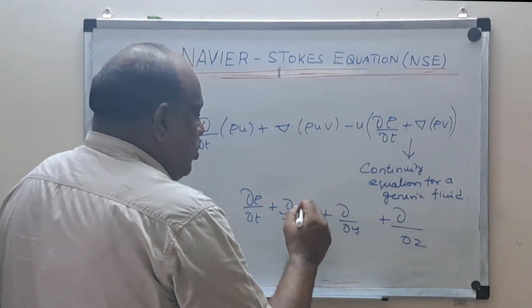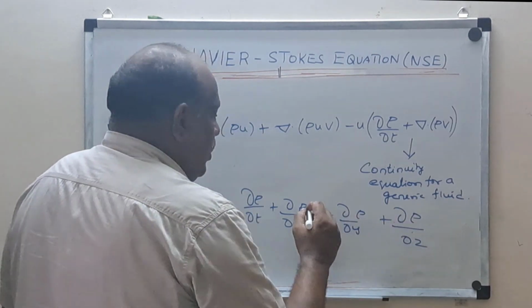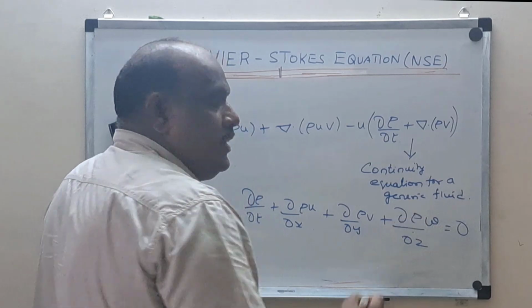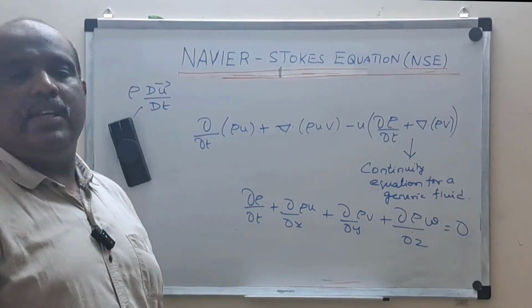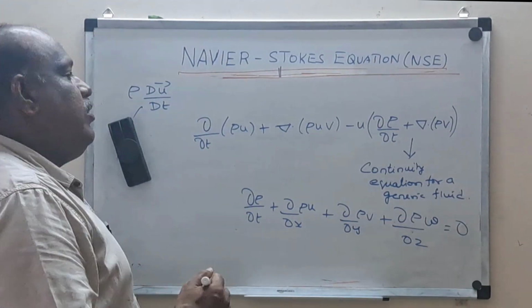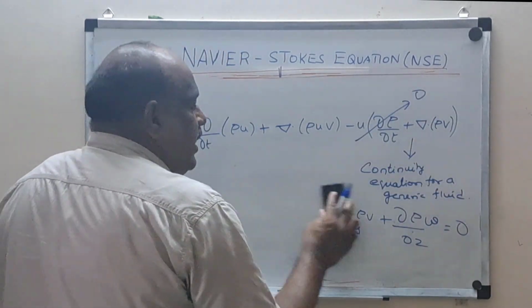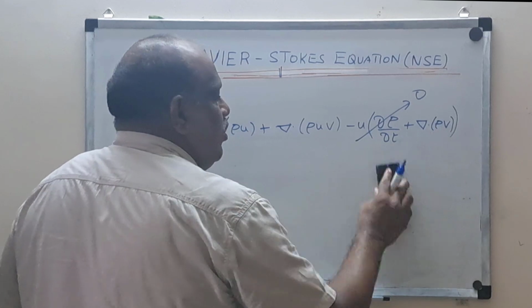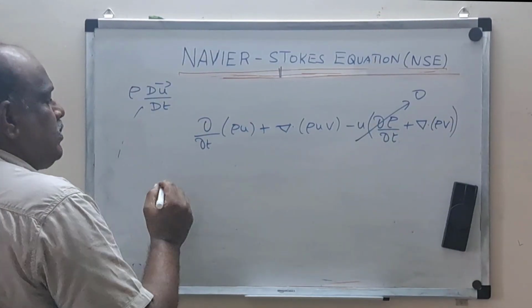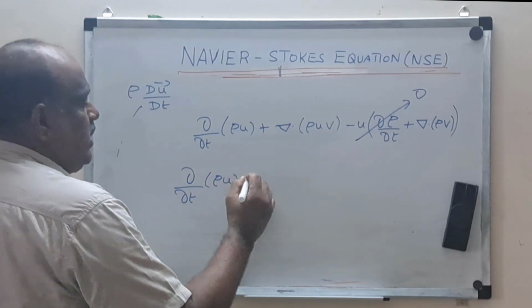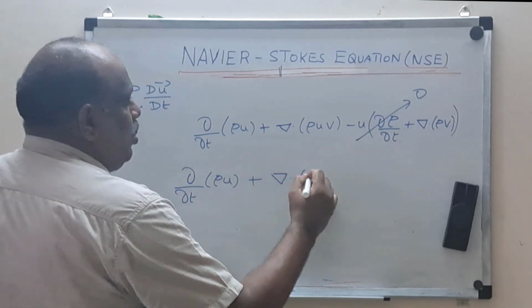What is ρ? ρ is ρ everywhere. What is v? u, v, w. And we know this continuity equation will be equal to 0, because this is the continuity equation for any generic fluid, which means this term will become 0. We know already. So now my LHS becomes ∂/∂t of ρu plus del dot ρuv.